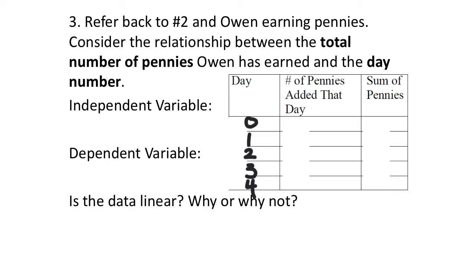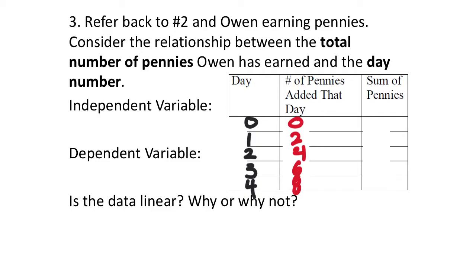Now, if we look at the information that was given on that last slide, of course, on day 0, you get 0 pennies. On day 1 is 2 pennies. On day 2, 4 pennies for Owen. Day 3 is 6 pennies, and day 4 is 8 pennies. Okay, so this is how many pennies he gets at the beginning of the day. But what we want to find out is how many pennies he gets as his sum, right? So how many total pennies does he get?